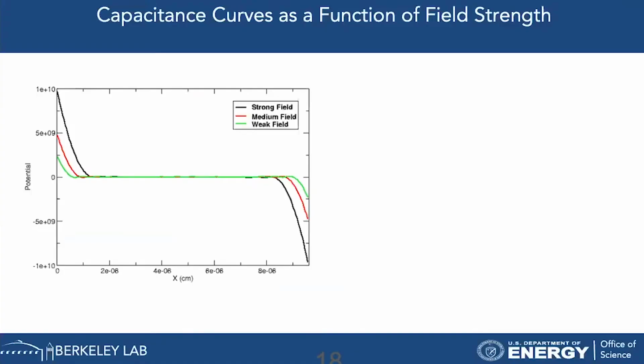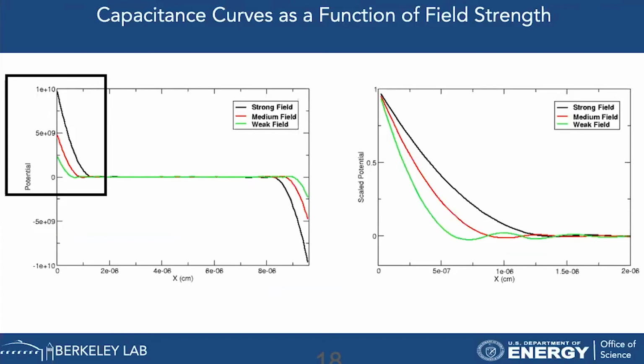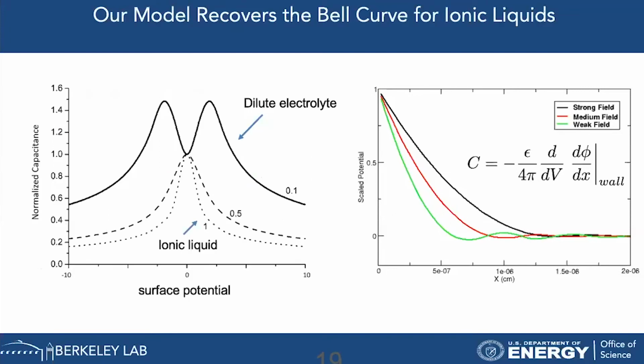So if we look at, from our simulations, the potential as we put electrodes across the system and then vary the strength of the field, vary the surface charge in the system, we can look at a zoomed in section close to the wall and look at the scaled potential. And this gives us access to capacitance measurements, because if we look at the slope of this curve as a function of the field, that will recreate these capacitance curves that we were looking at on the previous slide by using this formula. And you can see that because the slope of the curves are decreasing as we increase the field strength, we are recovering this bell curve that we get for ionic liquids.